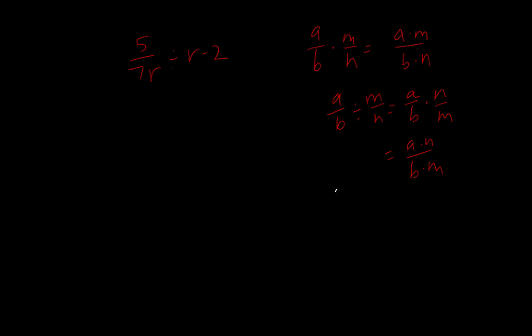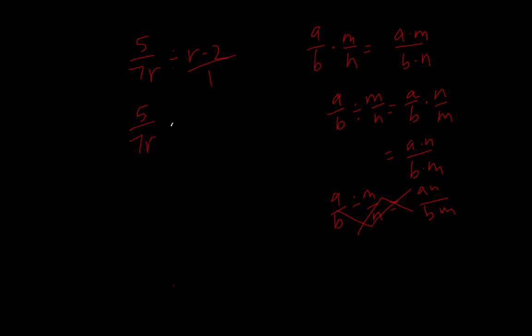And some people, if it's written this way, some people just do this, and it ends up the same, okay? But inverting and multiplying is what you're doing. So if I'm going to do this, I need to make this a fraction. If it's not a fraction already, I'm going to put it over 1.